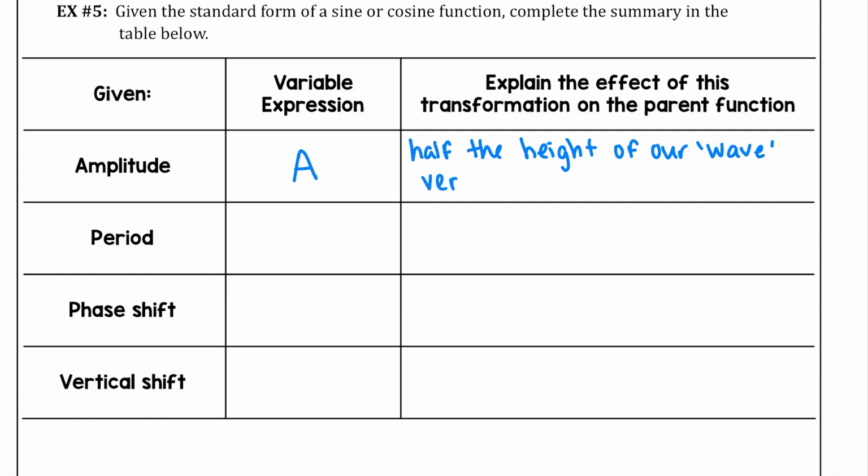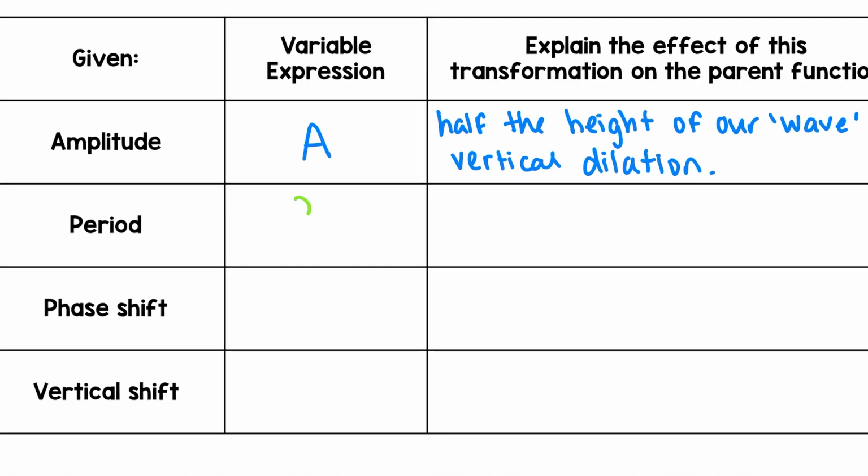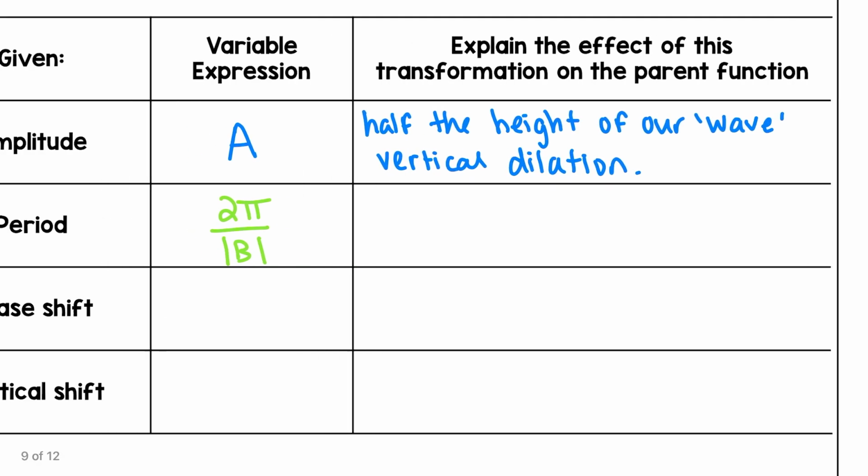It's a vertical dilation. Alright, and then for our period, that is going to be 2 pi over b. And also, our period's always going to be technically positive because usually it's actually the absolute value of b. I know I haven't mentioned that before, but if a period's negative, it effectively just means the same thing. It's just the length of a cycle, so that's why we just talk about it in positive terms. But yeah, so 2 pi over b.